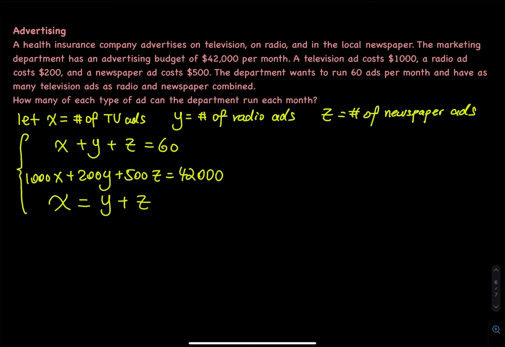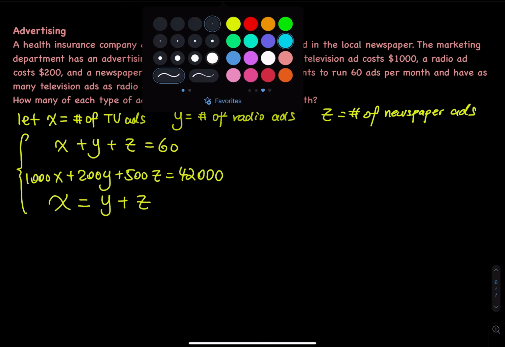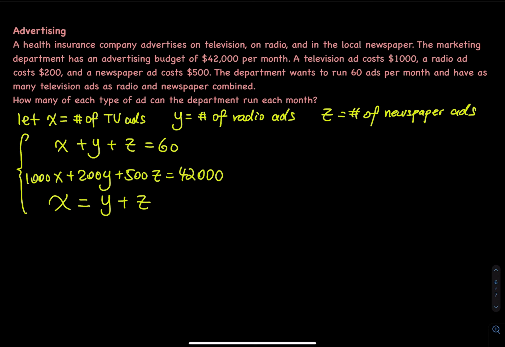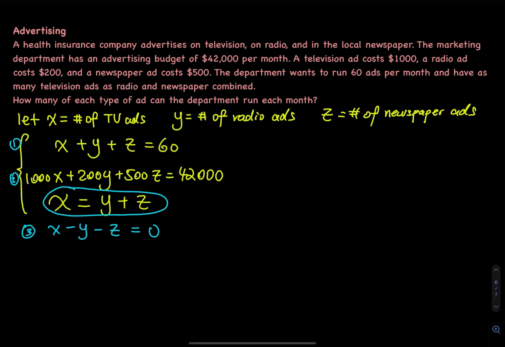So this is a system of linear equations. It has 3 equations. This time I would like to stick with the elimination method. So the first thing that I would like to do immediately is change this to x minus y minus z equals 0. Let's label my equations. So this is equation 1, this is equation 2, and this is equation 3.